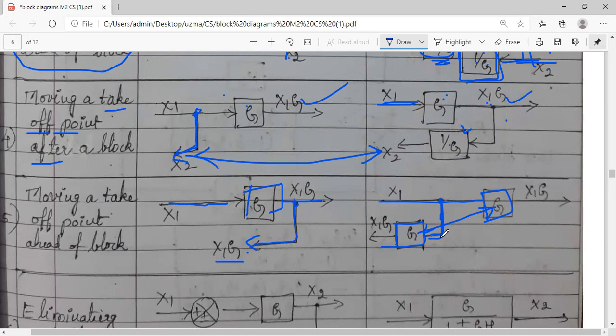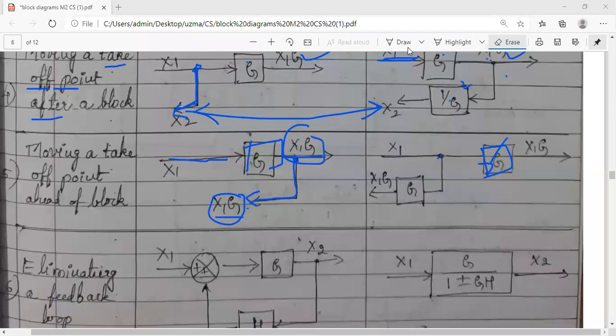Here I can't do that. It has to be passed through gain block g, and this g and your original gain both should match. They both should be the same. Then only will you get the final output as x1 into g. If you observe both the outputs, from x1 it is going to the block g, the output is x1 into g, the same x1 into g. From the takeoff point I am taking the signal.